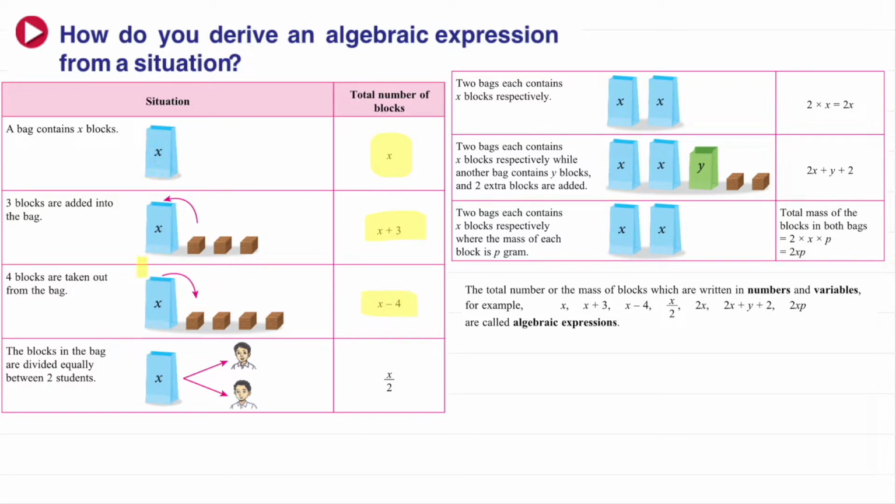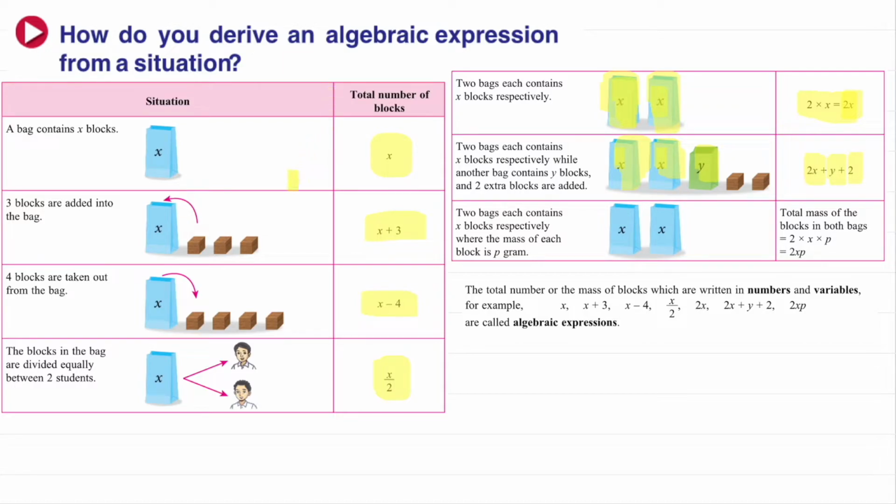Betul? Dan the blocks in the bag are divided equally between two students. So, dia akan jadi X over 2. Sebab kita bahagi 2. 2 bags each contains X blocks respectively. So, kita ada 2 bag. So, maknanya X tambah X akan dapat 2X ataupun 2 darab X. Apa lagi tu? 2 bags each contains X block respectively, while another bag contains Y blocks. Lepas tu dia kata, and 2 extra blocks are added. So, X tambah X, 2X tambah Y tambah 2.